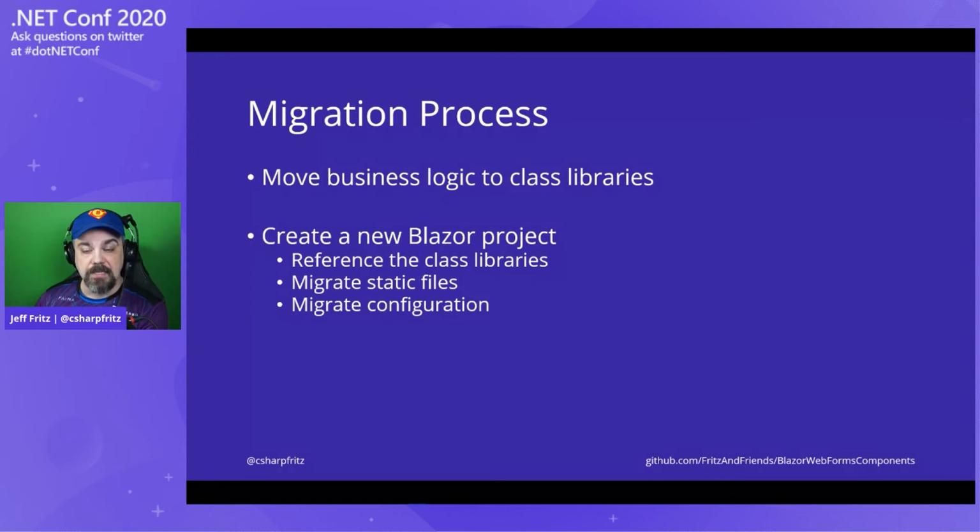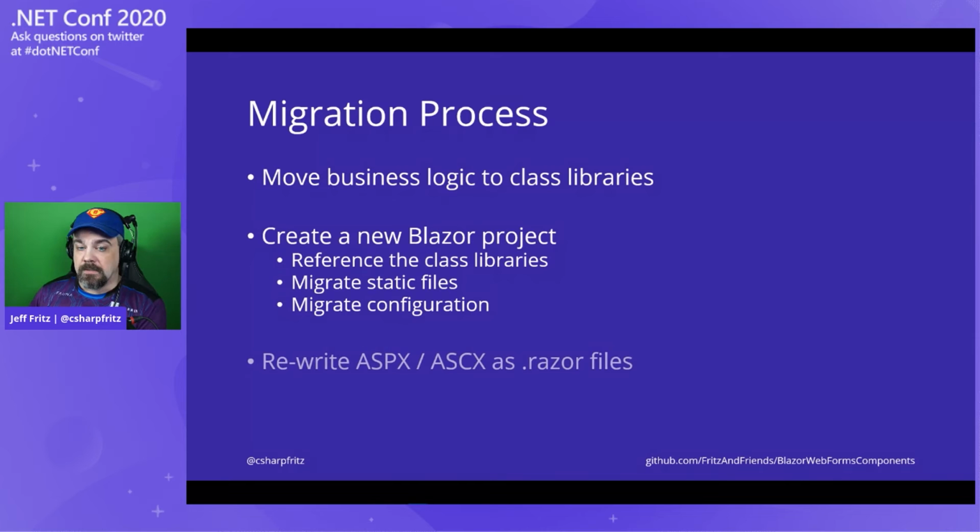Go and create your new Blazor project, reference those class libraries that have all your business logic in it, migrate your static files, your images, your CSS, your JavaScript files, all those static things that you have, get them migrated over there, and then migrate your configuration. Any of that system configuration you have in web config, get it over into your configuration for your application. And then the big one, start rewriting those ASPX and ASCX as .razor files.